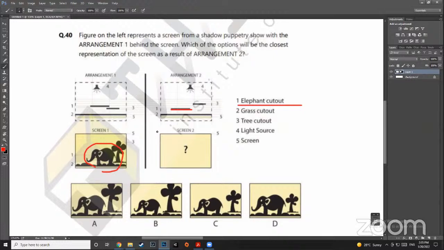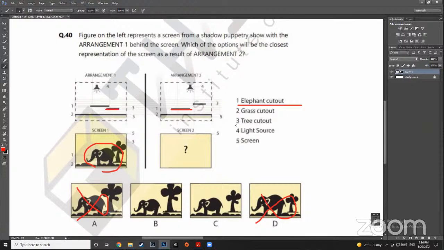What I just said, that if you move it closer to the light, the shadow will appear bigger, but it is moving away from the light, so the shadow will appear smaller. So it cannot appear bigger. We're only discussing the elephant right now. See, so the option will either be B or the option will be C, right?